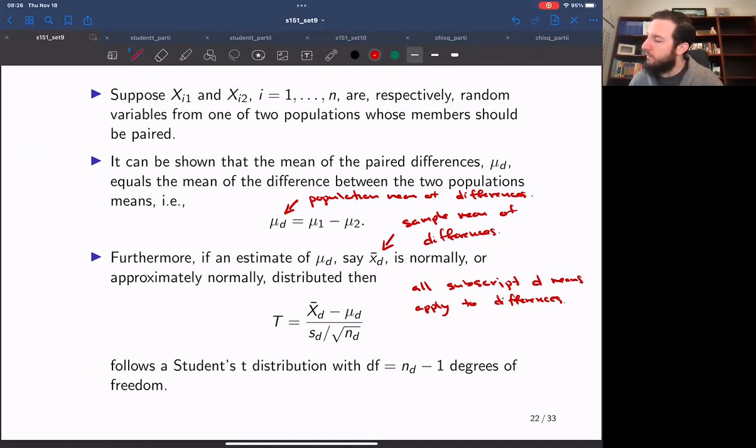Right. So if we use little X bar D to estimate mu D, we end up with a T statistic when we studentize X bar D, and this is on ND minus 1 degrees of freedom. So the point is our hypothesis test and the confidence interval for the paired data is actually just a one sample test, but it's being applied to the differences. So when we're working with paired data, we basically have now a preliminary step where we compute the differences directly, and then we just run our hypothesis test on the differences.